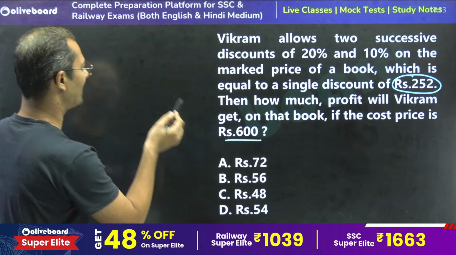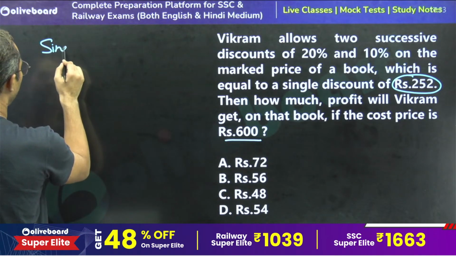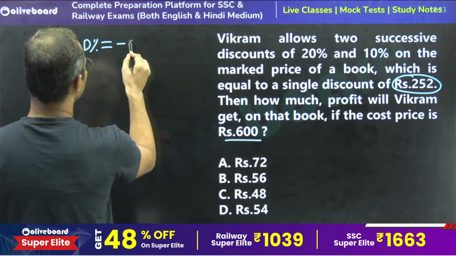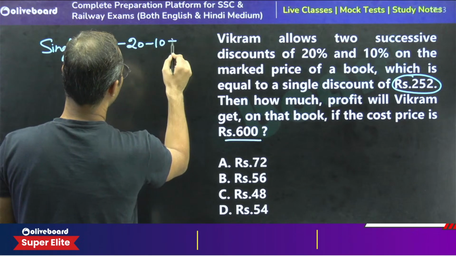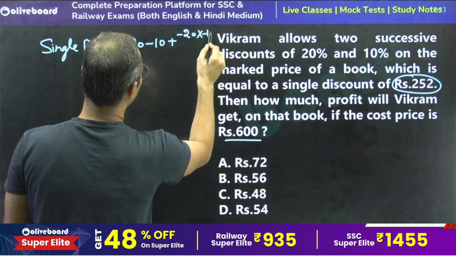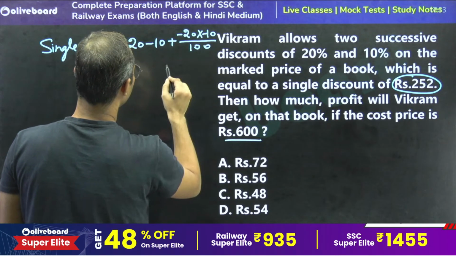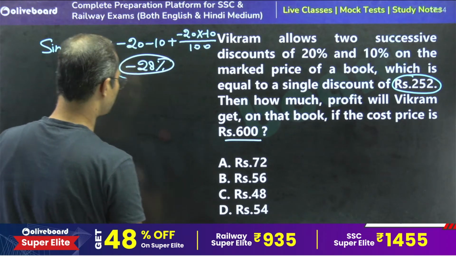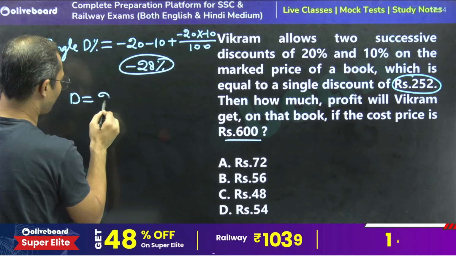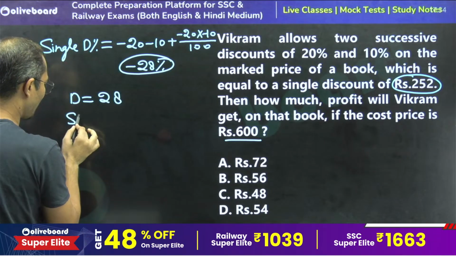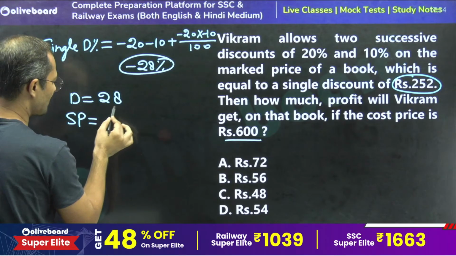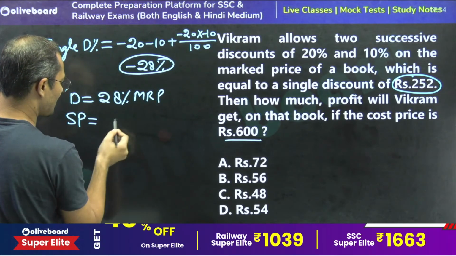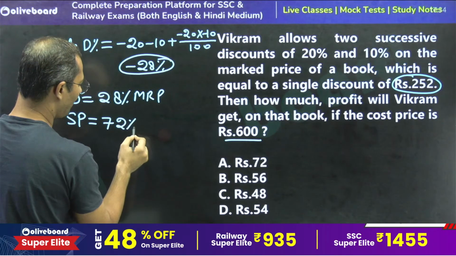So we can calculate the single discount percent. Single discount percent is equal to minus 20 minus 10 plus (minus 20 into minus 10) divided by 100, so we can say that it is minus 28%, or we can say that the discount is 28% of MRP. In that case, the selling price is going to be 72% of MRP.